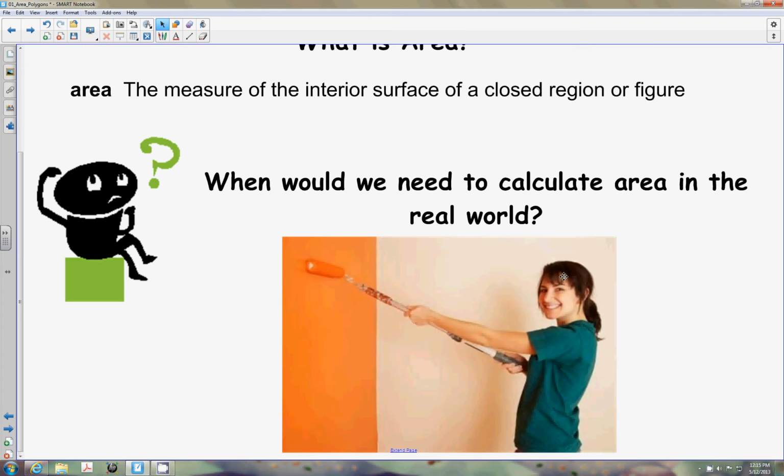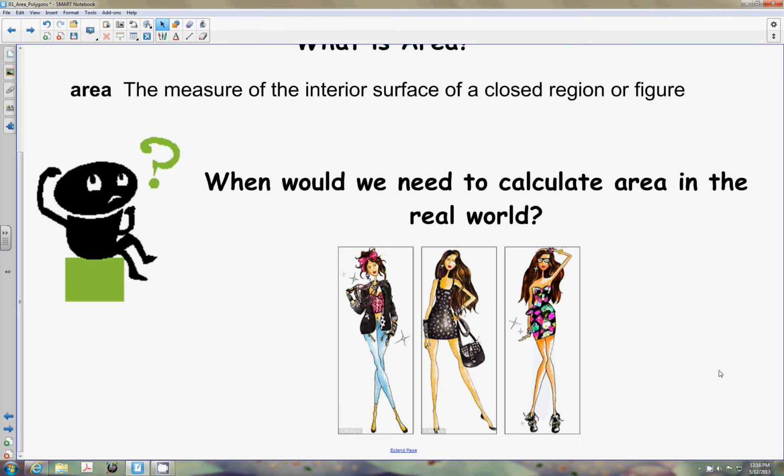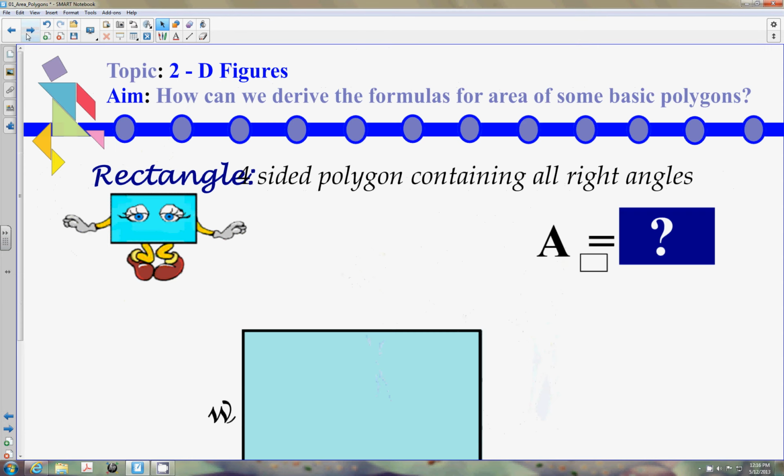All right. So again, this is a reason to calculate area. As you can see, it's really about whenever you cover something, right? Whenever you're covering something, doing any kind of surface, you're going to be talking about area. And last but not least, in fashion, they use area a lot when they talk about how many yards of material to buy. That's definitely going to be something that they're going to measure.